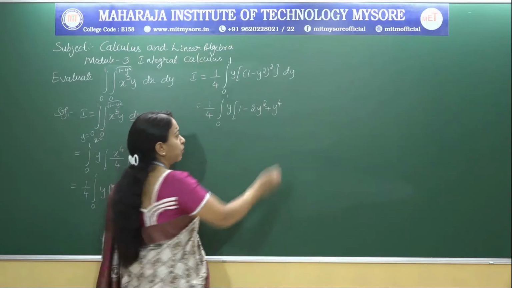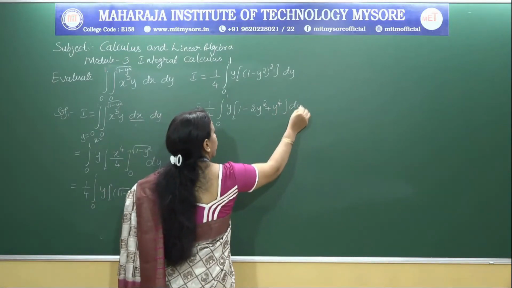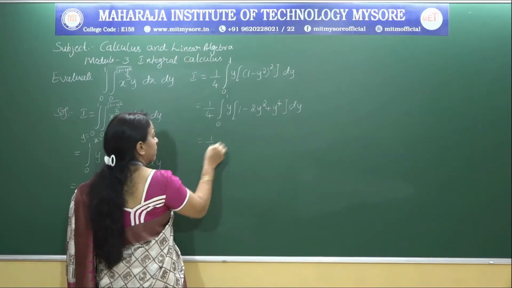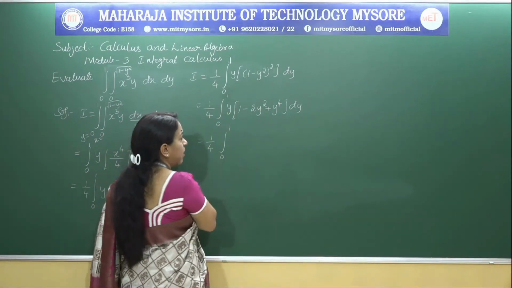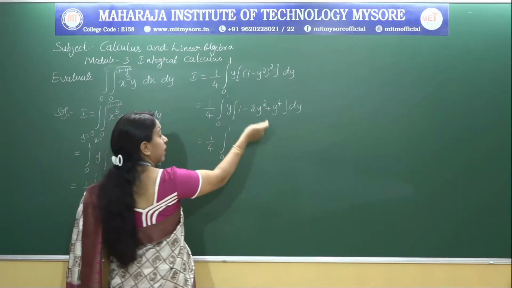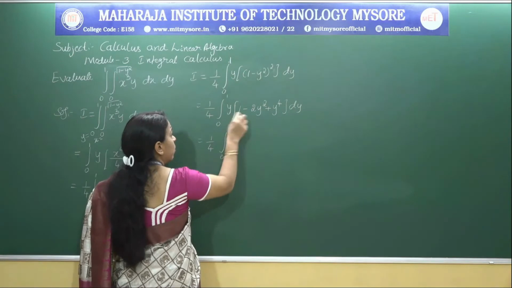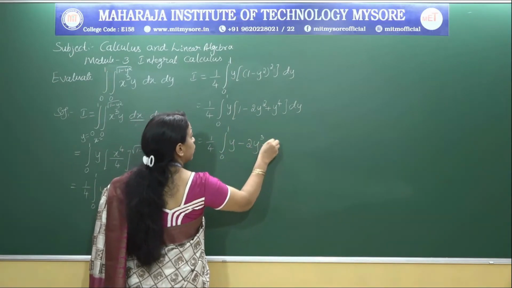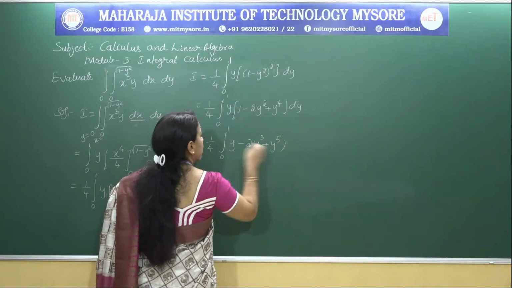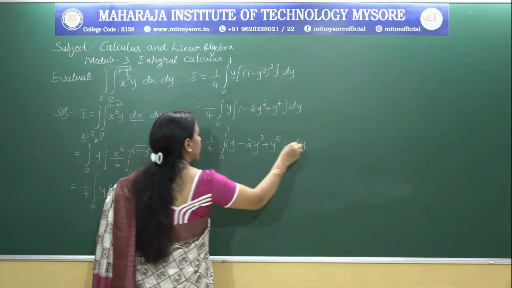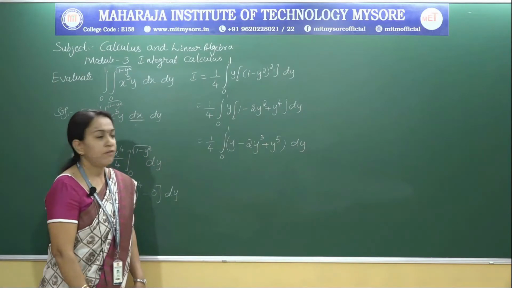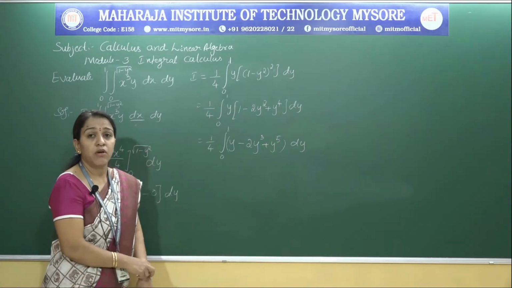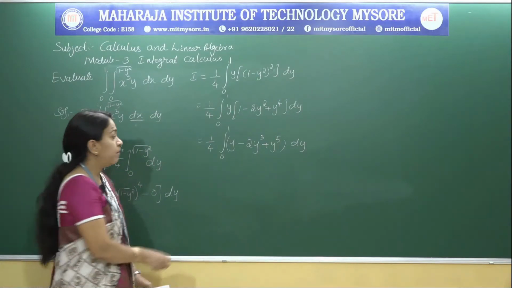1 minus 2y square, that means a square minus 2ab plus b square, that means y square whole square becomes y to the power of 4, into dy, or 1 by 4 times of integral 0 to 1, multiply by y and then integrate with respect to y. 1 into y minus 2y cube plus y to the power of 5 dy. Now integrate with respect to y, right? We are left with all the variables as y variable, right?